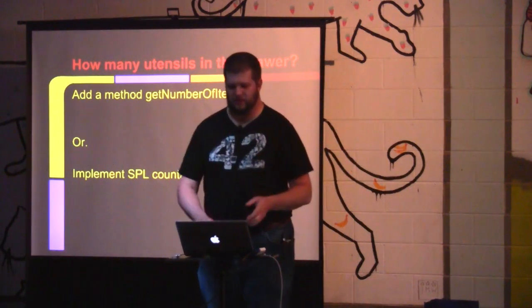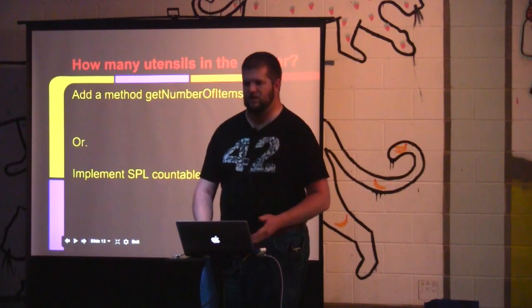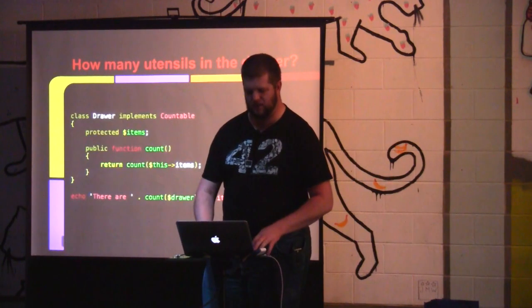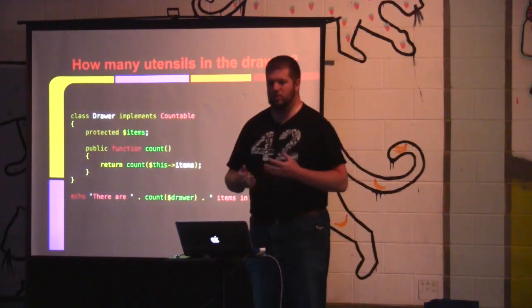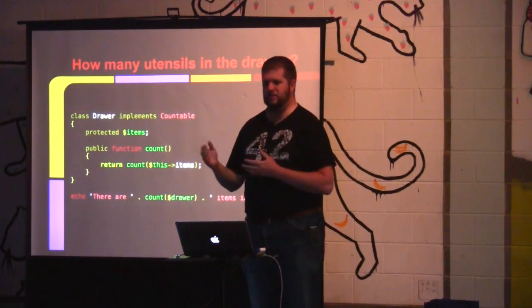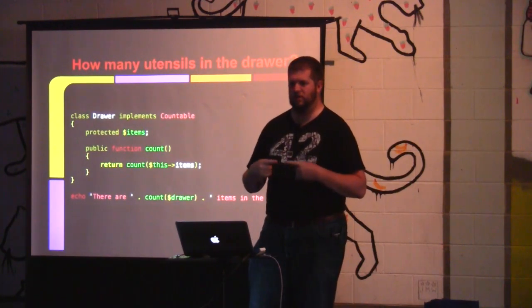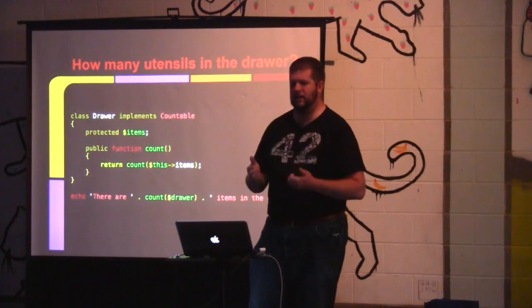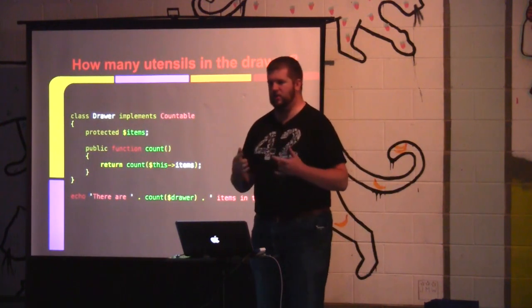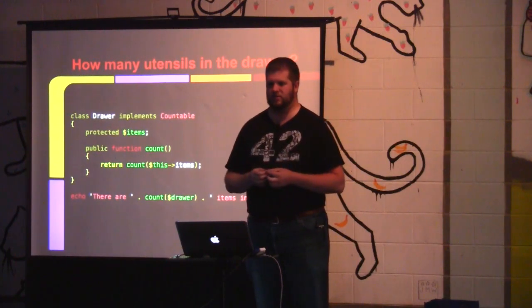Or we can implement SPL Countable, and this is an interface that's provided in the standard PHP library. That's what SPL stands for. This one's easy, and it's pretty awesome. So we take our drawer, and we tell it implements Countable, and all we have to do is provide a single method called count. And in there, we're going to go ahead and do the count of this items. And what that allows us to do now is we can actually run count on the drawer, and it will tell us how many things are in there.